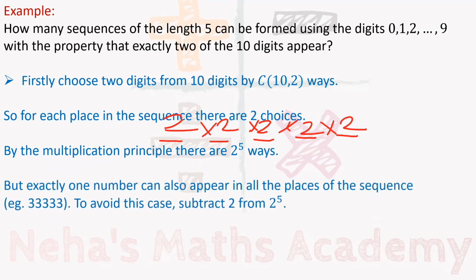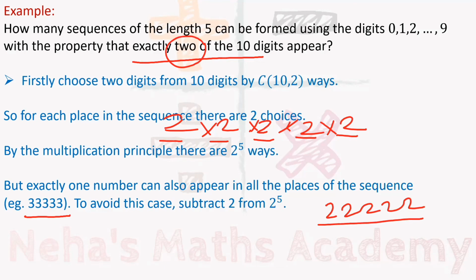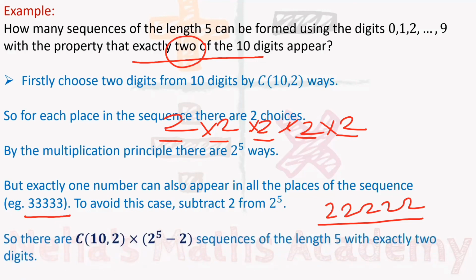But exactly one number can also appear in all the places of the sequence. For example, 3 appearing in all the 5 places, or it can be 2, 2, 2, 2, 2. And we want to avoid this case because our property is that in the sequence there should be exactly 2 digits. So we have to subtract this case. There will be 2 such cases as there are 2 numbers, so subtract 2 from 2 raised to 5. So the total number of ways will be C(10, 2) into 2 raised to 5 minus 2 for a length 5 sequence with exactly 2 different digits.